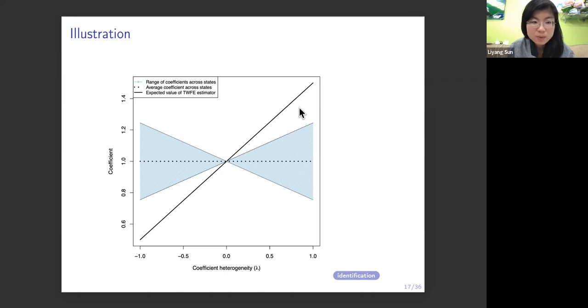That means when lambda is not 0, not only are you not estimating the average effect across all states, you're estimating something that's lower or higher than the true effect in every state, depending on the sign of lambda.